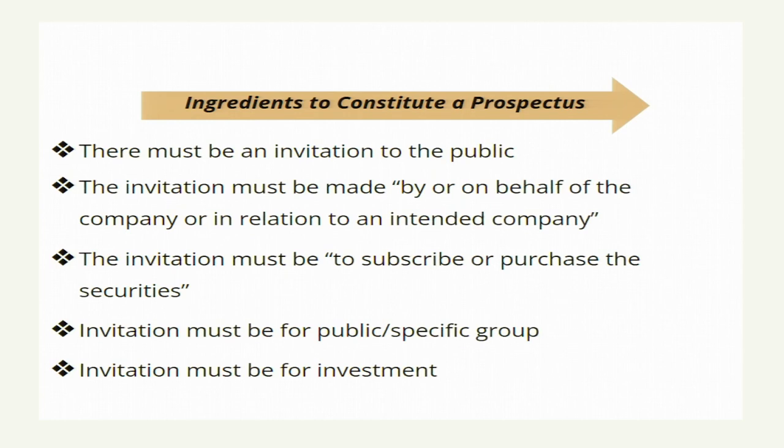So, the ingredients to constitute a prospectus. Very first, there must be an invitation to the public. Invitation for what purpose? Invitation for investment purpose. Second, the invitation must be made by or on behalf of the company or in relation to an intended company. If you invite the public on your own behalf, that does not serve the fruitful purpose. The fruitful purpose is served if you invite the public for investment on behalf of the company. So, that is the second ingredient.